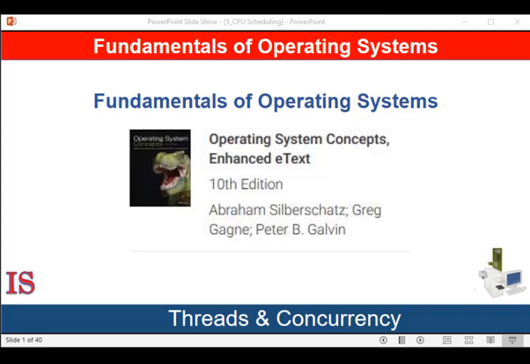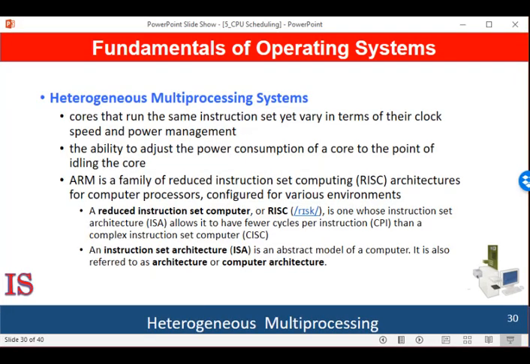Welcome back to our course, Fundamentals of Operating Systems, based on the textbook Operating System Concepts, 10th edition, by Abraham Silberschatz, Greg Gagne, and Peter Galvin, published by Wiley Publishing. We finished the last lesson on multi-core scheduling, and now we're going to move on to heterogeneous multiprocessing systems.